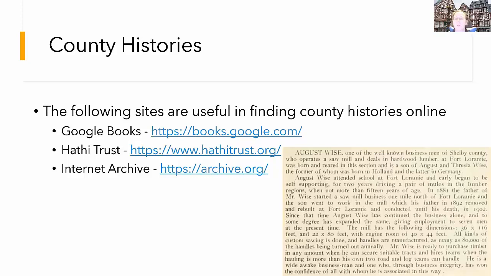But where are you going to find these local county histories? Well, if you look at Google Books, they have great collections of county histories there. HathiTrust is a large digital library that has many of these county histories, and then the Internet Archive. So I would look at these three websites and put in the county and the state and put histories. In this case, I was putting Shelby County, Ohio history and pulling that information up.